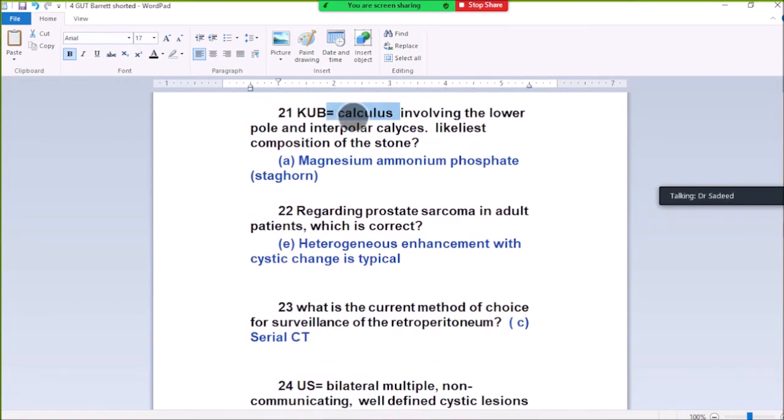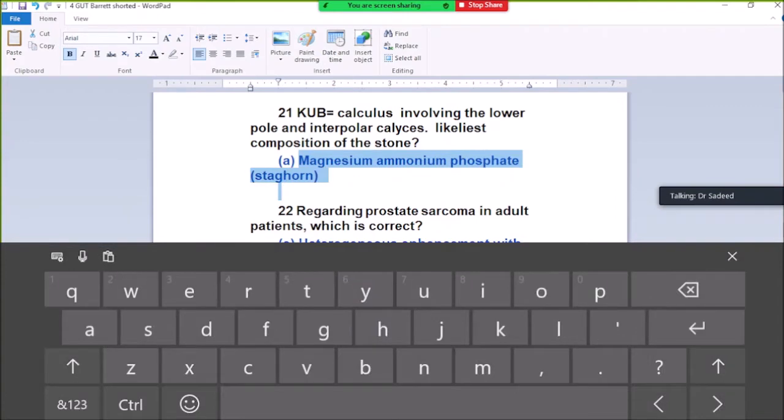Question 21. KUB shows calculus involving the lower polar and interpolar calyxes. The likeliest composition of the stone is magnesium and iron sulfate. We call it a Steinhorn calculus.